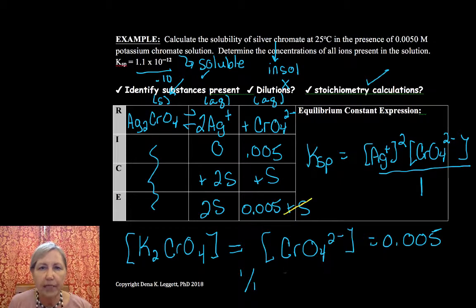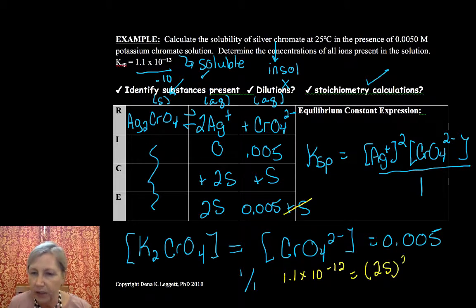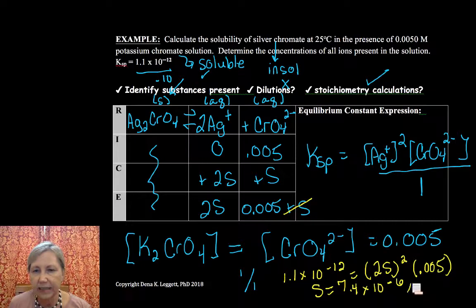And now when we plug in, 1.1 times 10 to the minus 12th is equal to 2s, careful, 2s squared, don't forget to square that 2, times 0.005. And I get from my solubility that it's equal to 7.4 times 10 to the minus 6 molar. Okay? Now, I'm not done.